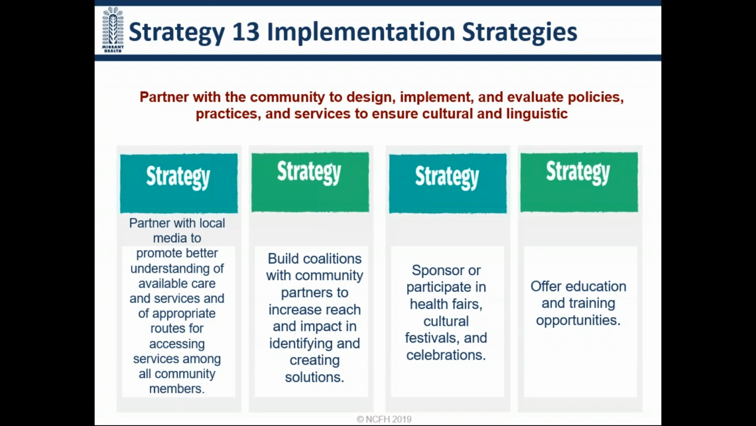I know a lot of health centers are great at using the community health workers, promotores, as the links or the in-between between the health and social services within the community. Great way to do that.